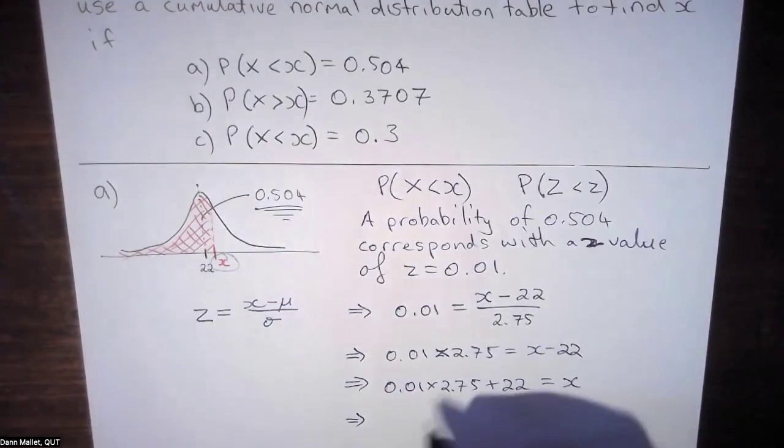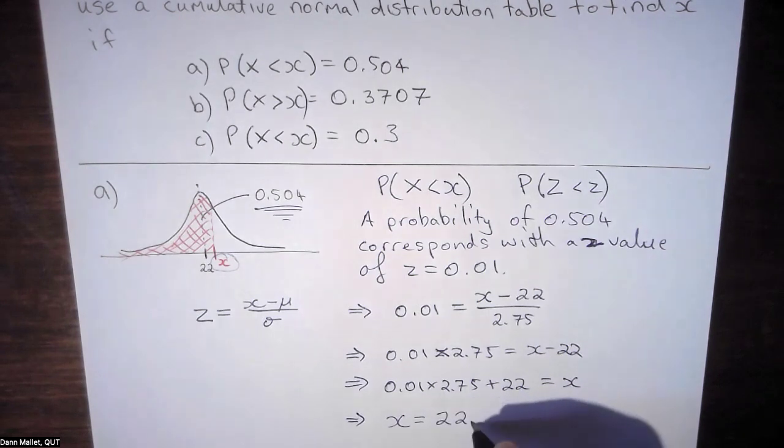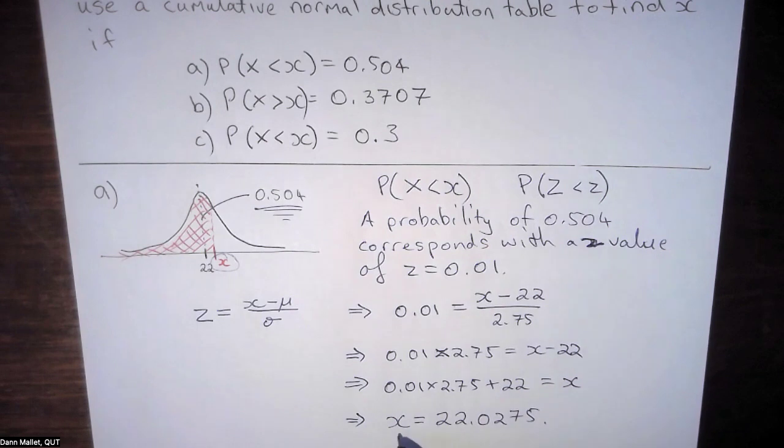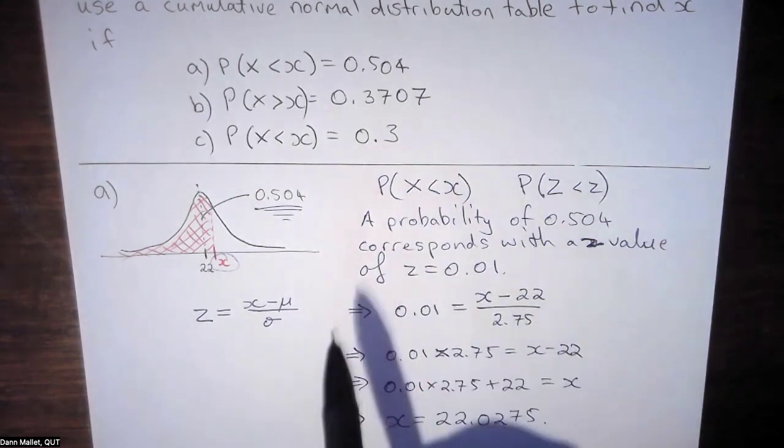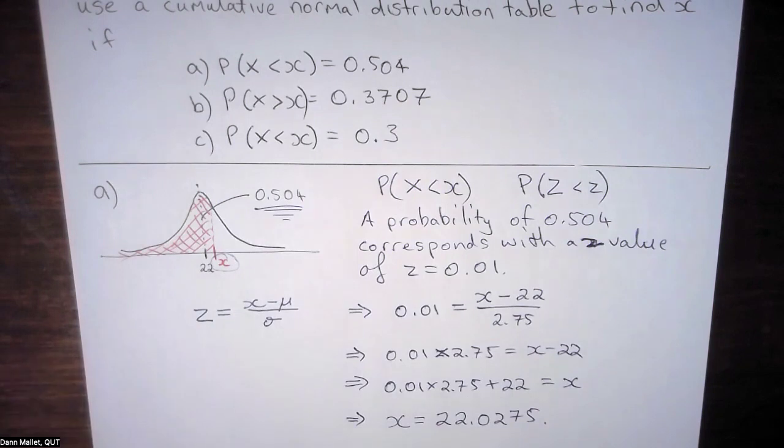If we evaluate this and switch sides just to make it neater, we find that x is equal to 22.0275. So an x value of 22.0275 is the value we need, such that the probability of x less than small x is going to be 0.504.